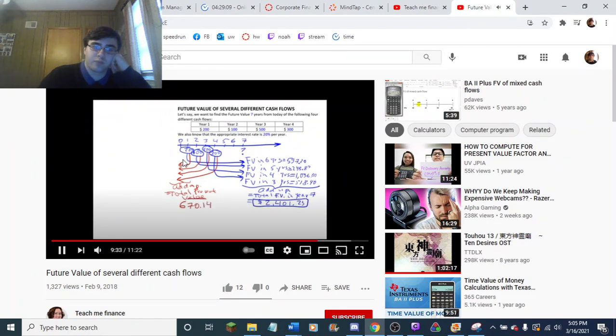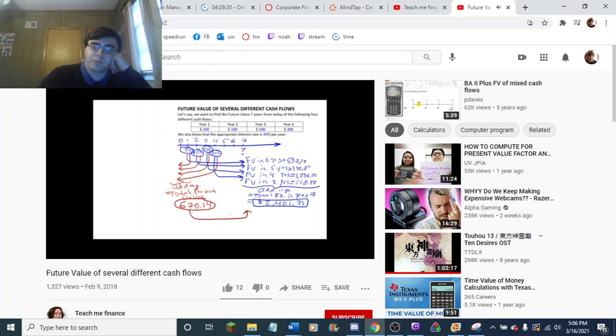$670.14. What does it mean? Clearly, this is not the same thing as the future value of our 4 cash flows that we found earlier, and it should not be equal to that. What we need to do next is find the future value of this number after 7 years.